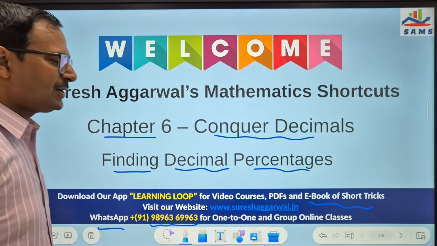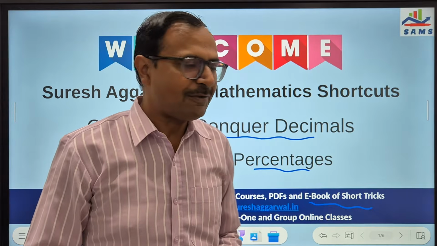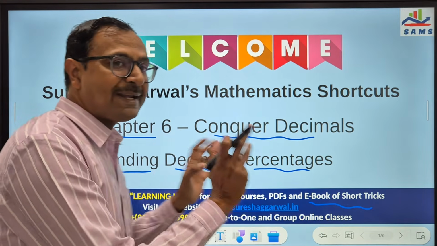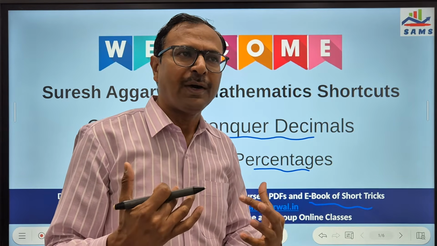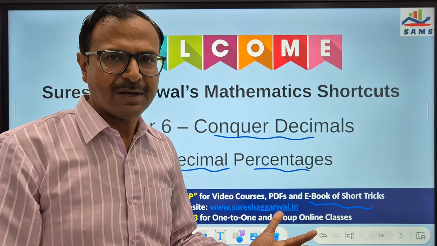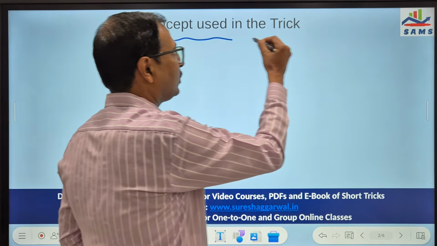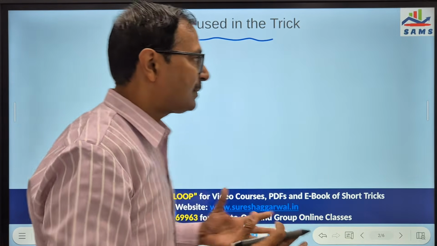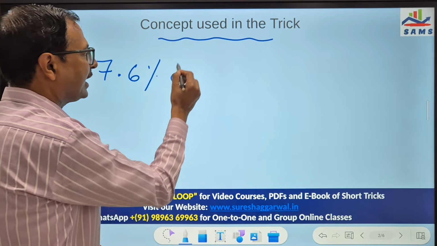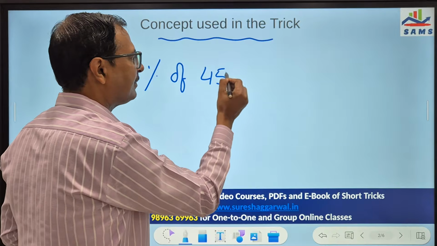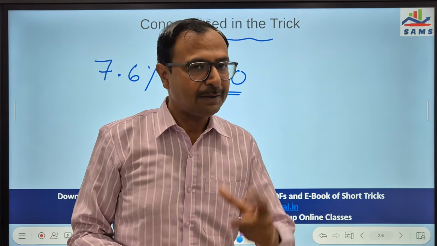So friends, let's understand the concept of the trick first so that we can understand how to calculate the decimal percentages virtually, orally without having to go for the traditional multiplication method. So when I am calculating a decimal percentage, suppose I have 7.6% of a number like 450. See, I am taking an easy number first so that you can understand the concept behind the trick.